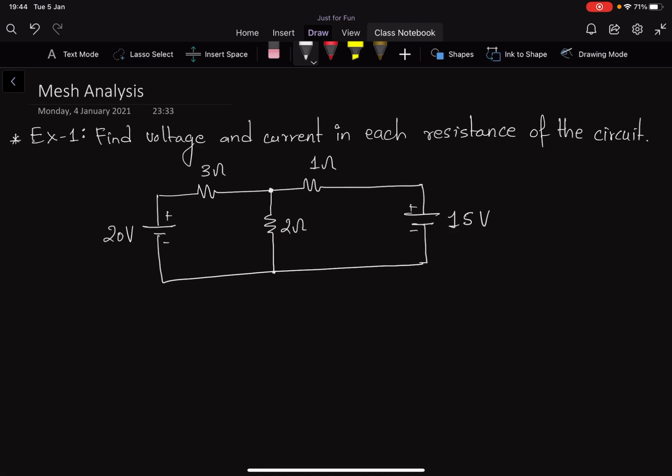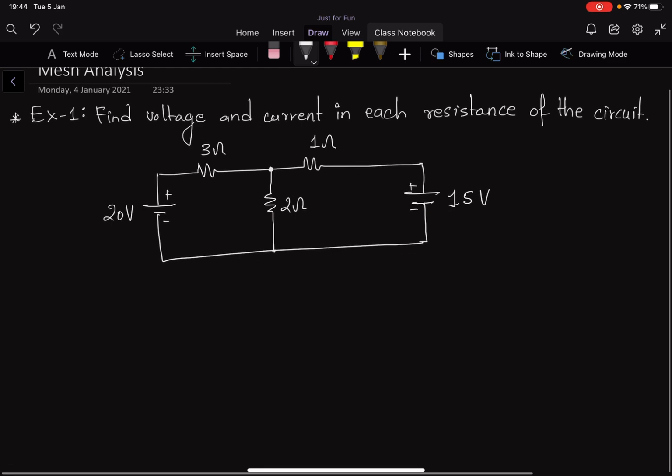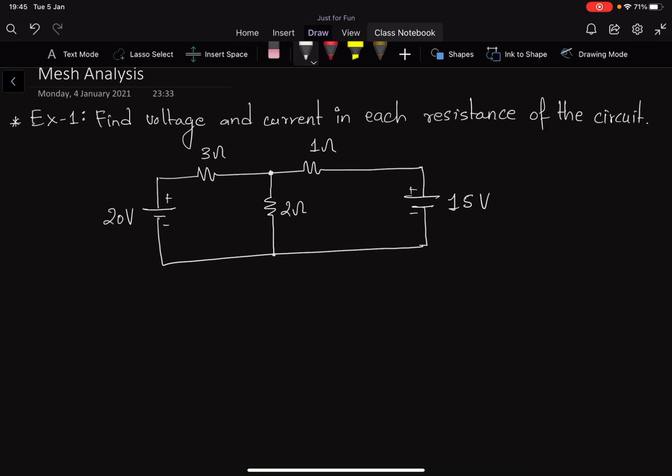Now, in this example, I'm going to solve this circuit and find the voltage and current using mesh analysis by following steps 1, 2, and 3. I'm going to show you how to solve this circuit in very simple steps, and it's very easy to analyze this circuit. Right, now without delaying anything, let's do the solution.